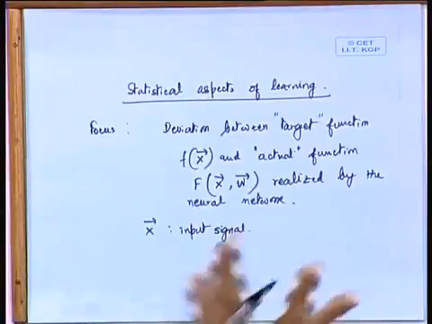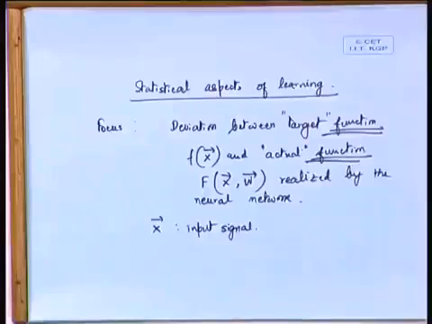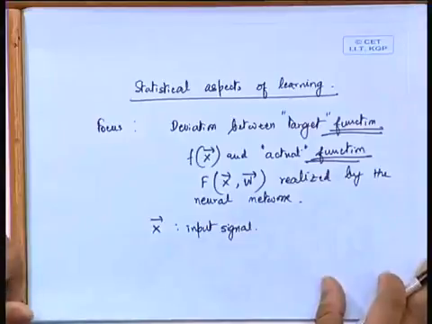So, this is what we are focusing upon in the statistical aspect of learning. Mind you, here we are not exactly considering the evolution of the weights w, which we were considering earlier, but here we are only interested in finding the deviation between the target function and the actual function. So, our focus is on the function level, mind you.